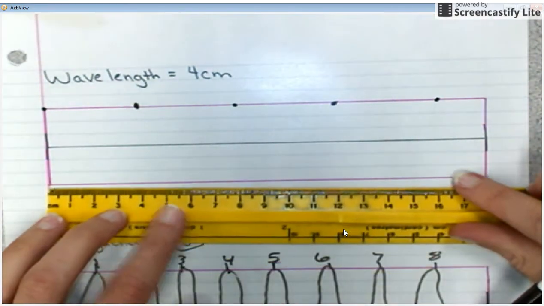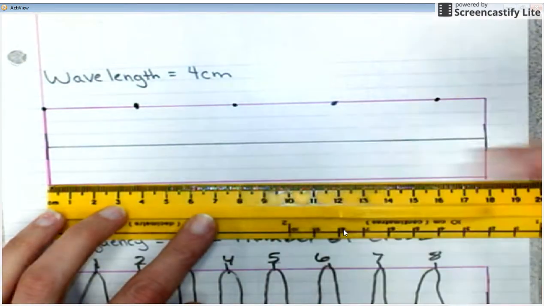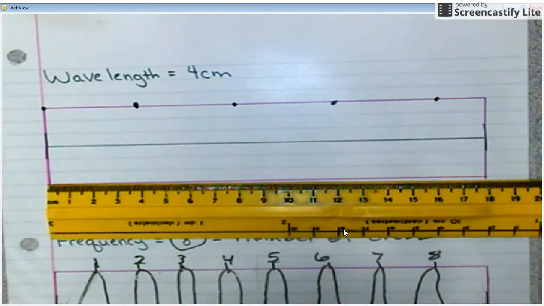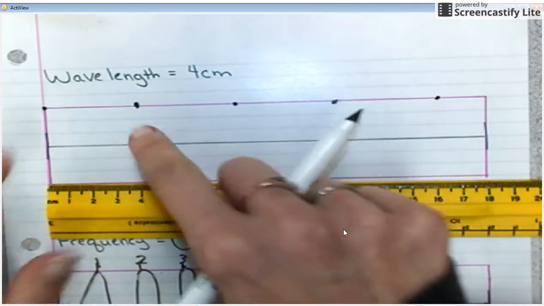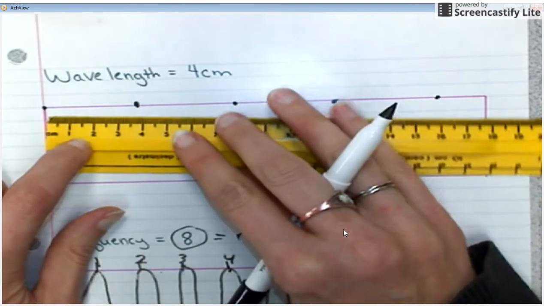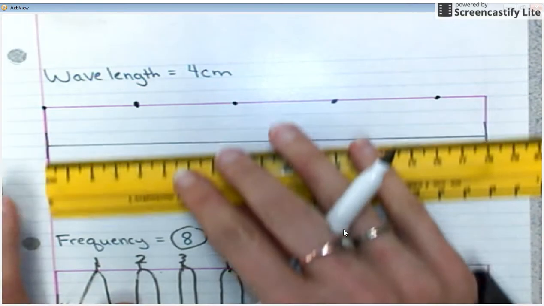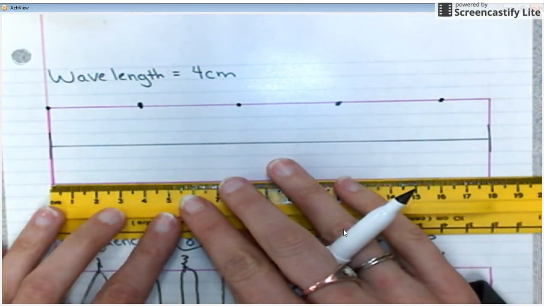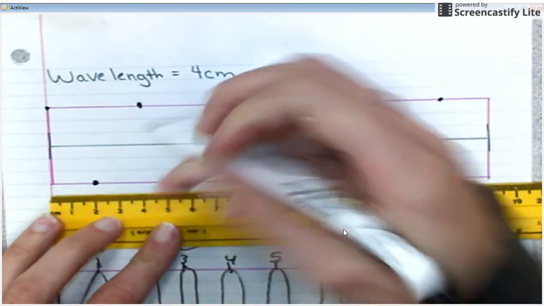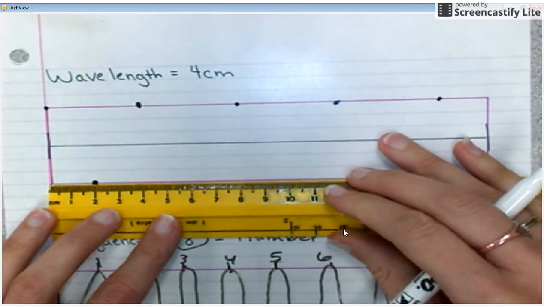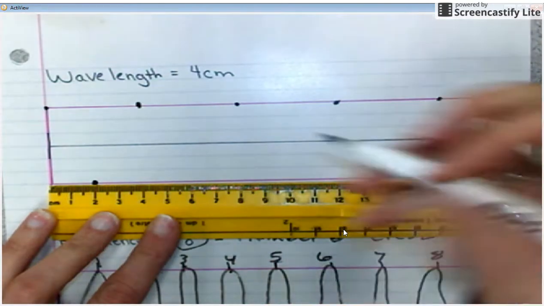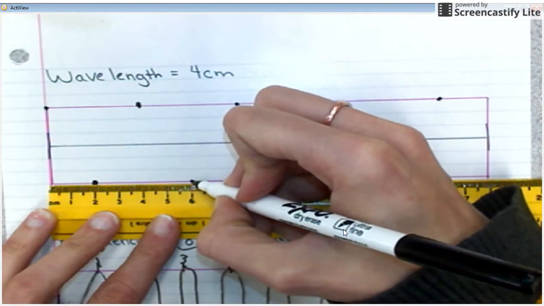Now, if I just skip counted by 4 again, my dots would line up, which would make it really hard to make waves. So I actually needed to get in between these two. So what would be halfway between 0 and 4? 2. So my first dot would be at 2 centimeters. Okay. Now there has to be 4 centimeters between this one and my next dot. So 2 plus 4 is 6.